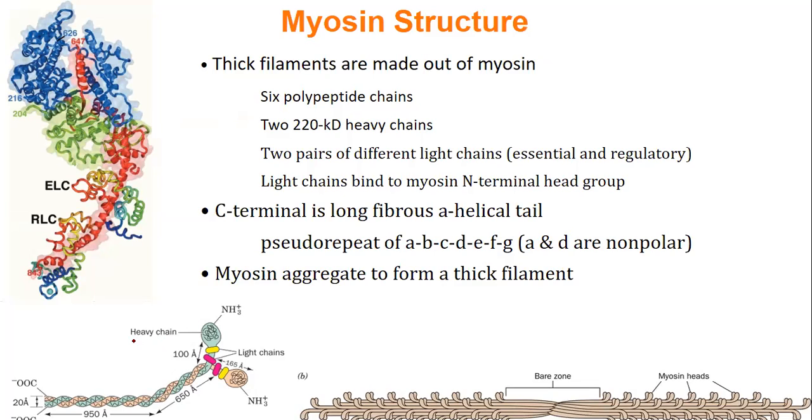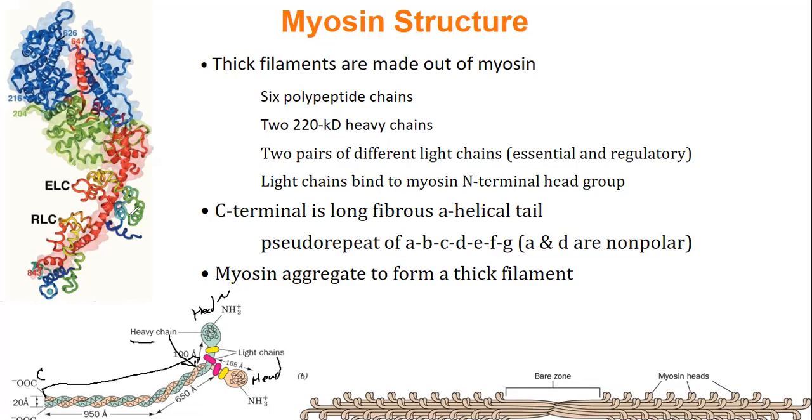We have 2 heavy chains. Let me get my pen out. We have 2 heavy chains. So we have the blue, and the other color there is also a heavy chain, right? So the heavy chains are wrapping around each other to form a coil. And then you have 2 heads, right? So each myosin has 2 head groups, and those are from the heavy chain. The N terminus of the heavy chain is the head. The C terminus is the tail.